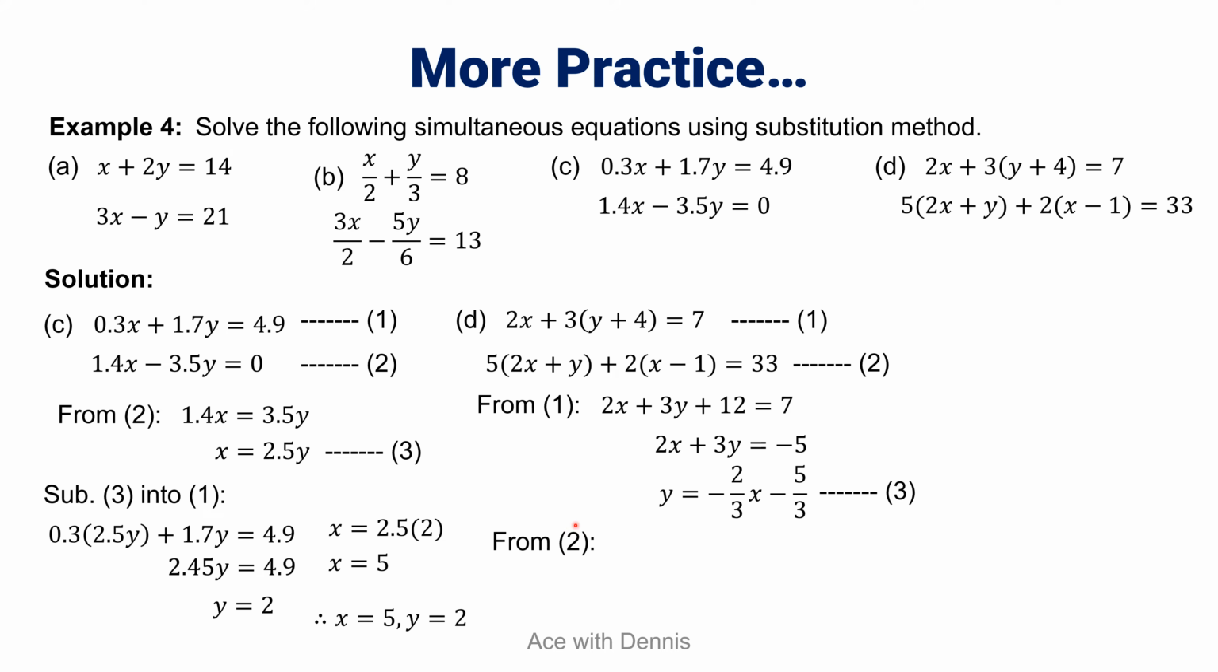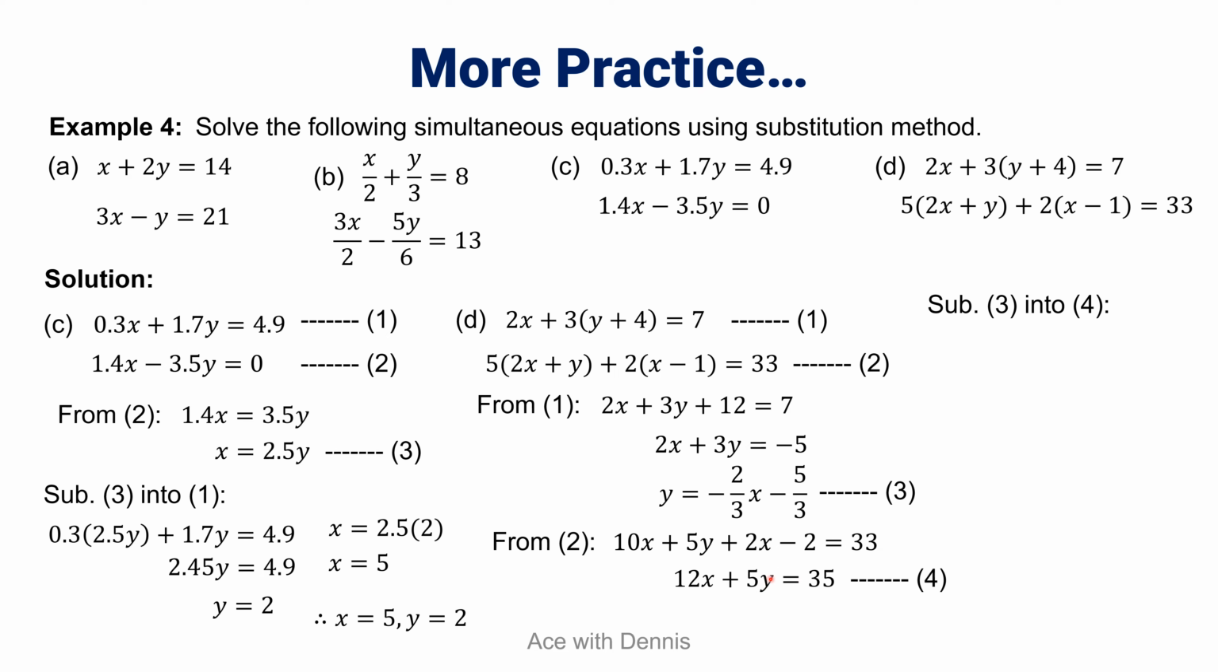So do the same thing for equation number 2. Expand the bracket, I have 10x plus 5y plus 2x minus 2 equals 33. Simplify, I have 12x plus 5y equals 35. I label this as equation number 4. So what's the next step? The next step is I substitute equation 3 into equation 4.